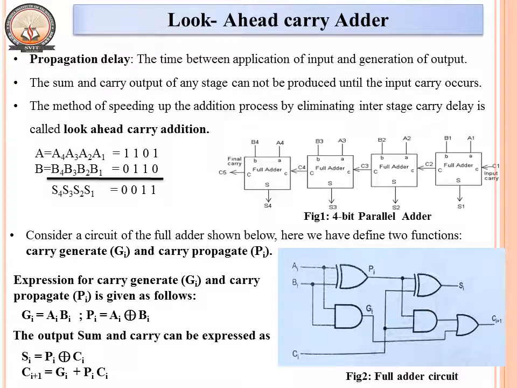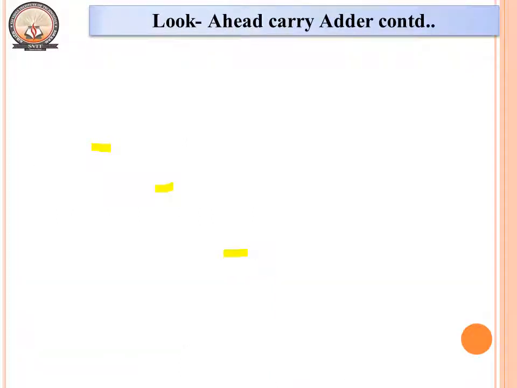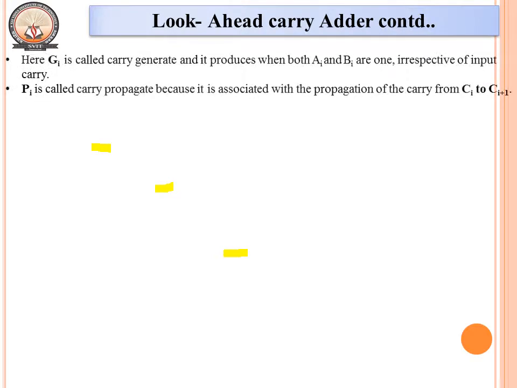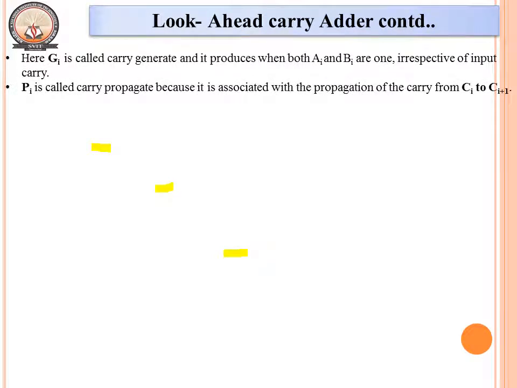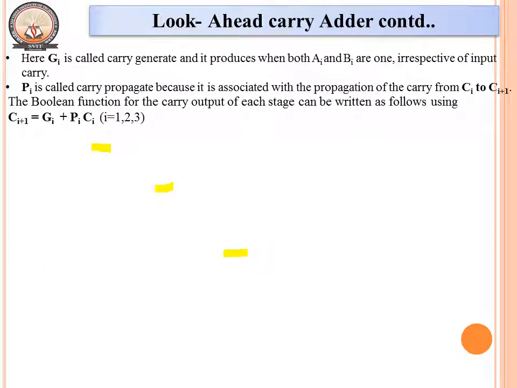Okay, so now what is our job? We know the expressions for Gi and Pi here. Gi is nothing but carry generate and Pi is nothing but carry propagate. Carry propagation will be from Ci to Ci+1. Since we have to deal only with the carry, I have taken only the carry expression here. So carry Ci+1 is equal to Gi plus Pi Ci.